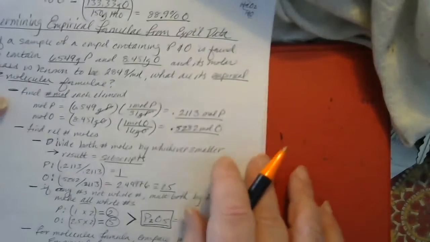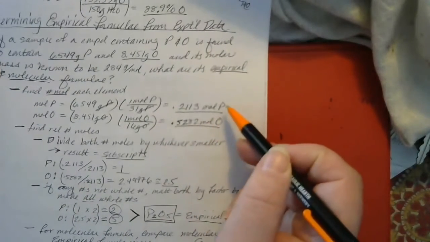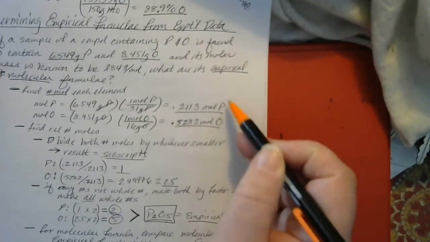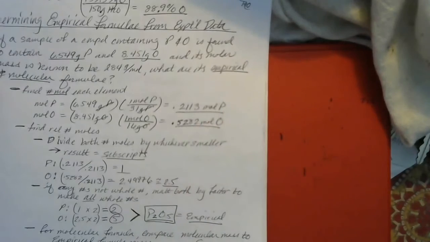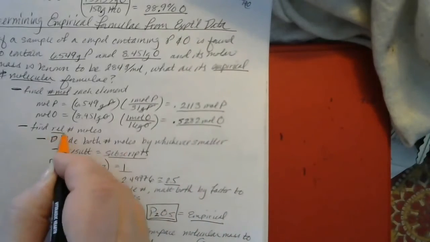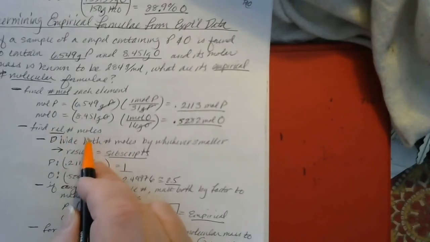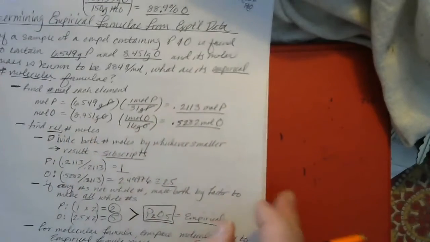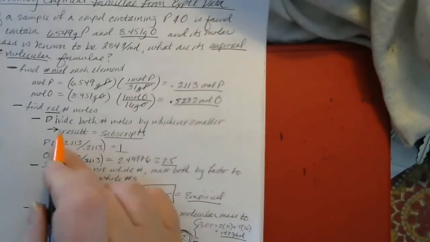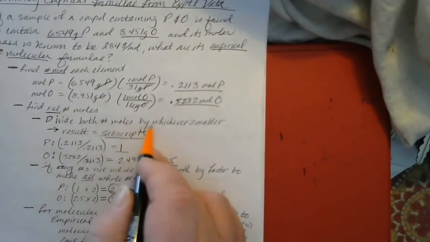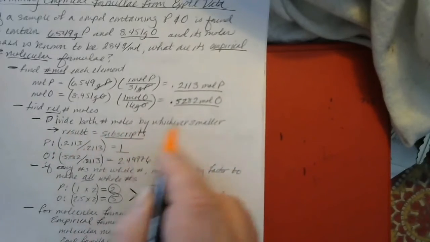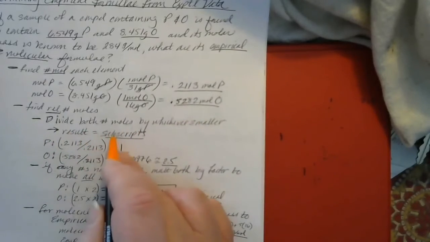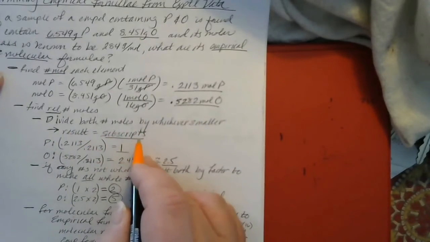Okay. So now we found the moles of phosphorus and the moles of oxygen in that sample. And what we need to do now for the empirical formula is find the relative number of moles of one element versus the other. And to do that, you divide both numbers of moles by whichever one is smaller. And the result will be the subscript in the empirical formula.